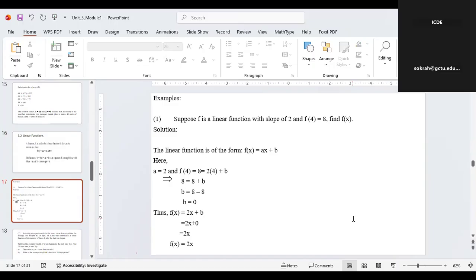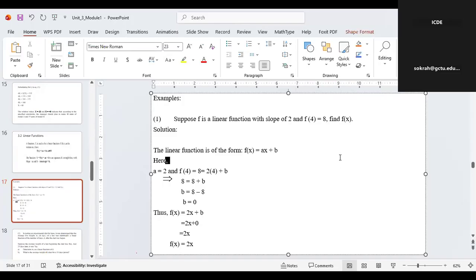Suppose f is a linear function with a slope of 2 and f of 4 is equal to 8. Find f of x.